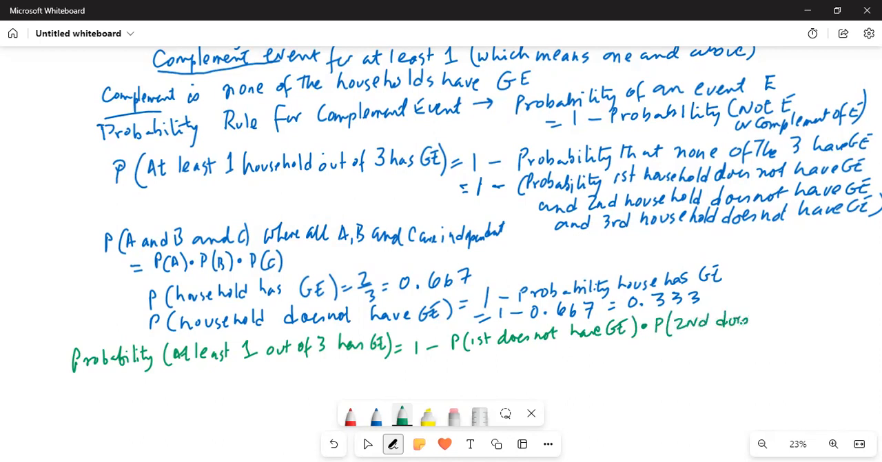We are applying the probability rule for joint probability of "and", where the events are joined, because the events are independent and, for the probability of these joint events, each individual probability gets multiplied. Second does not have GE times probability the third does not have GE.